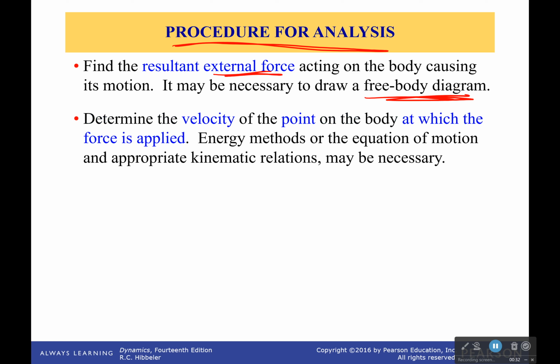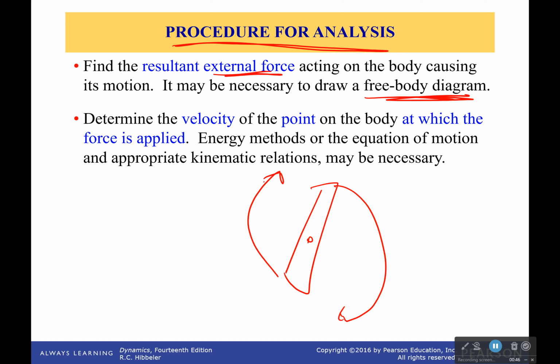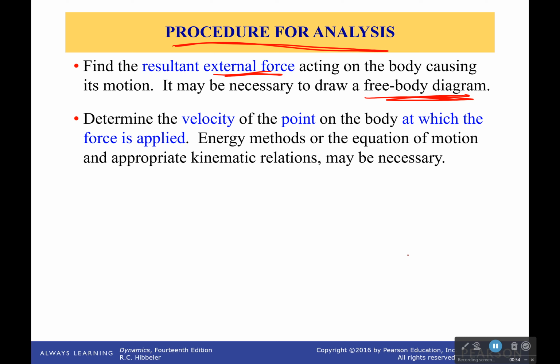Then you're going to determine the velocity of the point of the body at which the force is applied. You're like, wait, isn't the body moving at the same velocity? I don't know. If I rotate this, does every single part of that have the same velocity? Answer: no. Now, we haven't gotten there yet, but that's going to be something you're going to have to think about in the future.